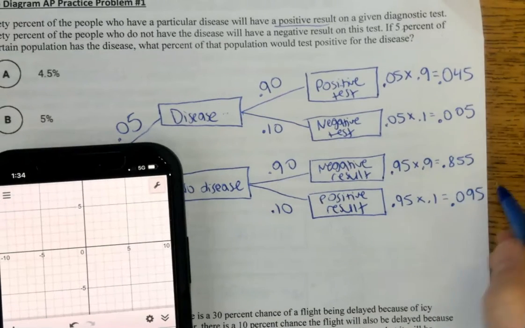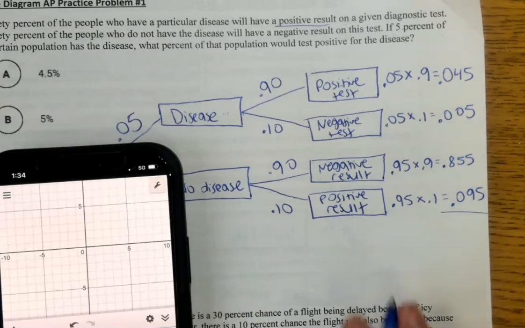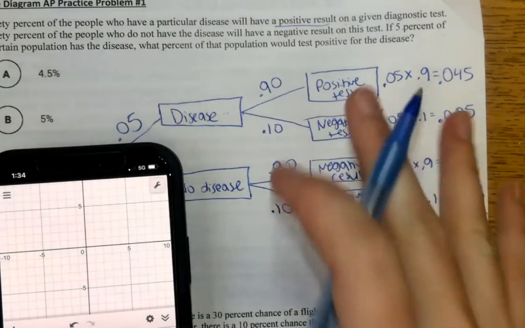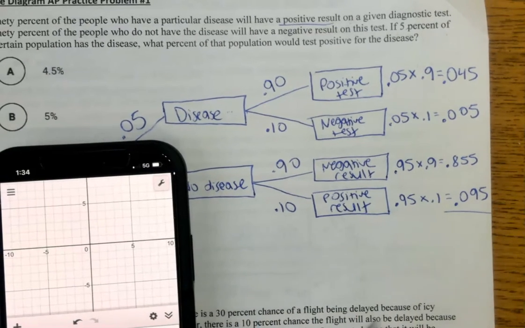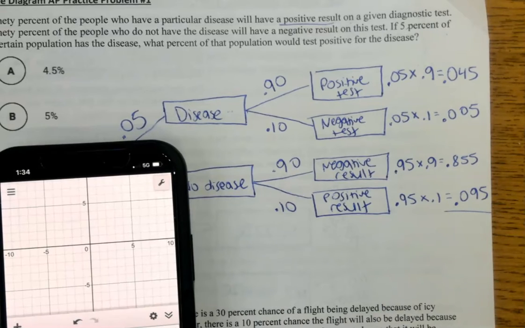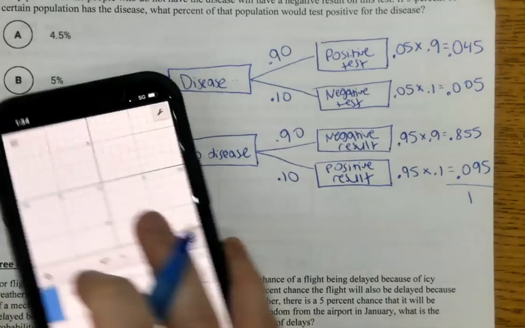And remember, the check to make sure that I did this right is I'm going to add up these four and they should sum up to 1 because this is my entire sample space here, right? Every single possibility is included in here, so they need to add up to 1. All right, so I'm going to go ahead and add those 4 numbers up. And that's just a check to make sure I did everything correctly. Yep, it works. They all add up to 1. All right, so I know I did it correctly.